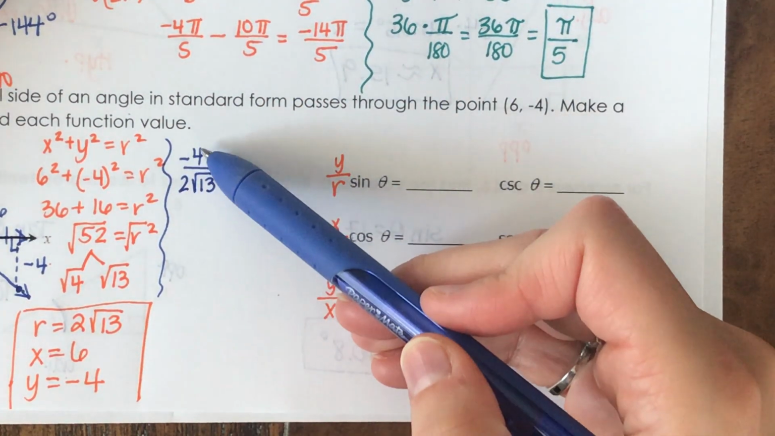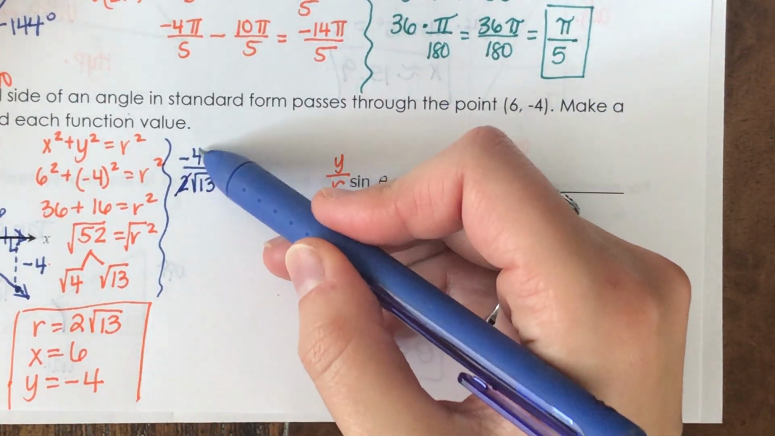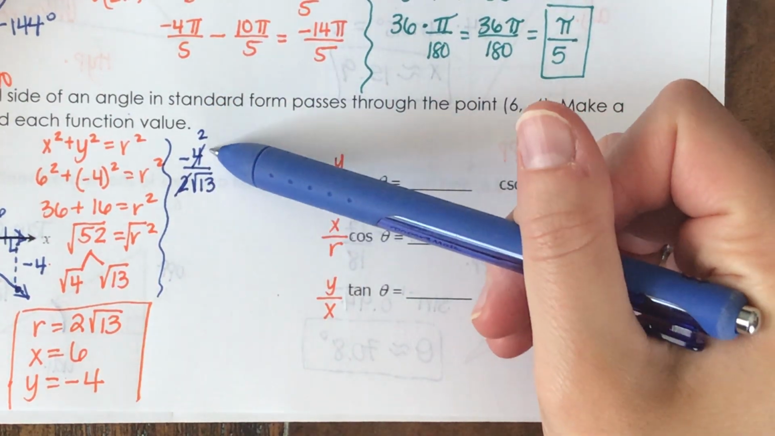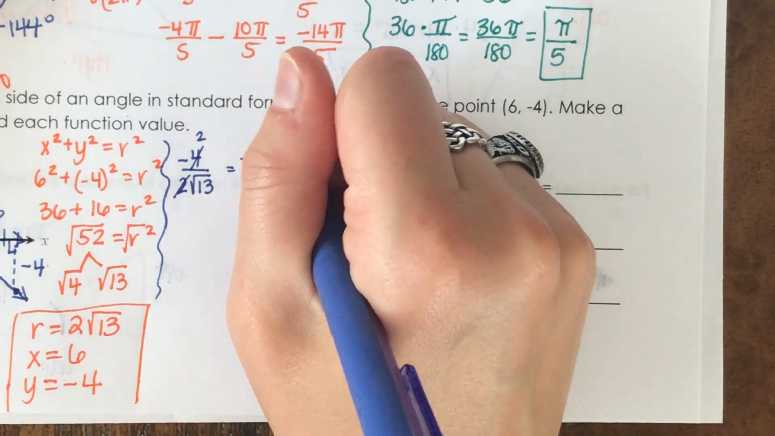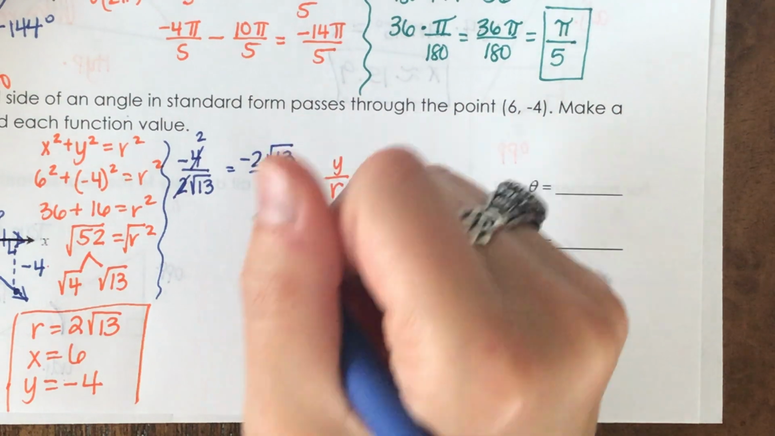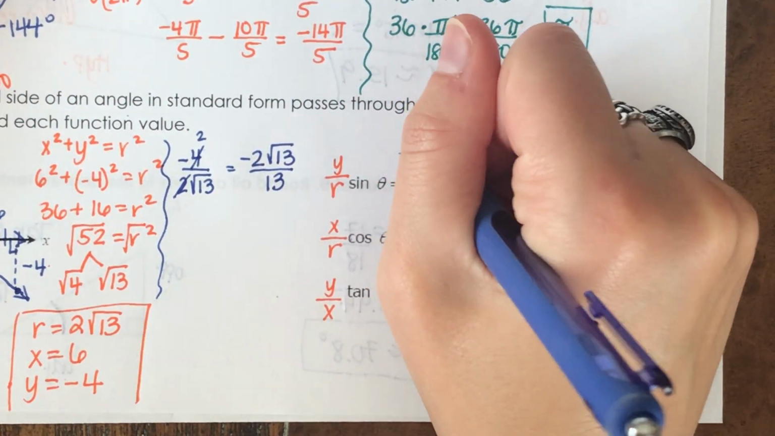I know I can reduce these, so I'm going to do that first. I know the 2 cancels, and the -4 really becomes -2. And then I move it up, clean it up. So it becomes -2 radical 13 over 13. I've got nothing else to do, so that's my final answer.